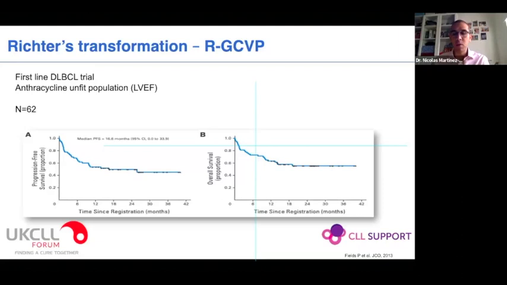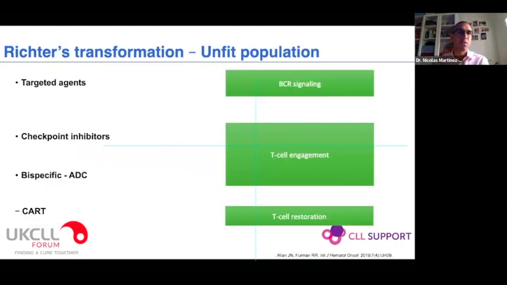So I've looked very hard to see if there was any data about GCVP in Richter's, and there isn't any. So this is evidence-free. But I also think it's not unreasonable to think about this regimen when you have an anthracycline-unfit patient. What other things can we do?